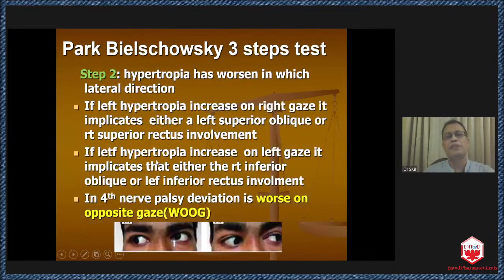The next step is the Wilson's, the next step. There will be hypertropia, and we see whether it worsens in which lateral gaze. If left hypertropia increases on the right gaze, it indicates that either the left superior oblique or the right superior rectus is involved. If left hypertropia increases on the left gaze, it implicates that either the right inferior oblique or the left superior rectus is involved. So the most important thing is that in fourth nerve palsy, the deviation is worse on the opposite gaze. We can remember it.